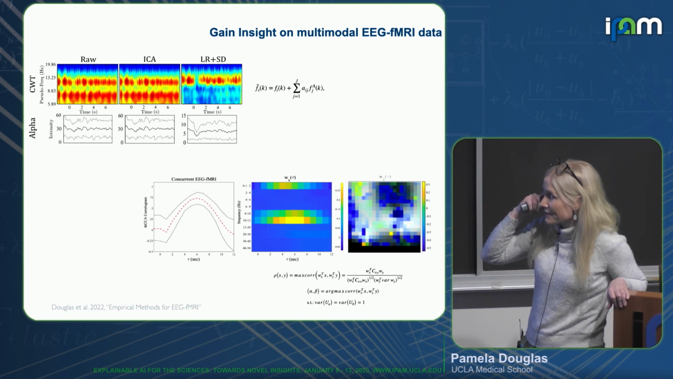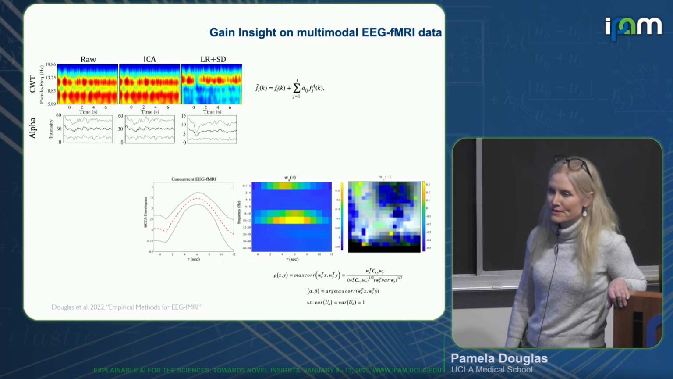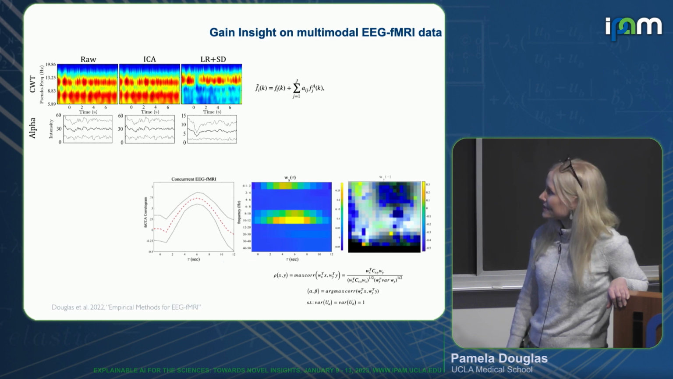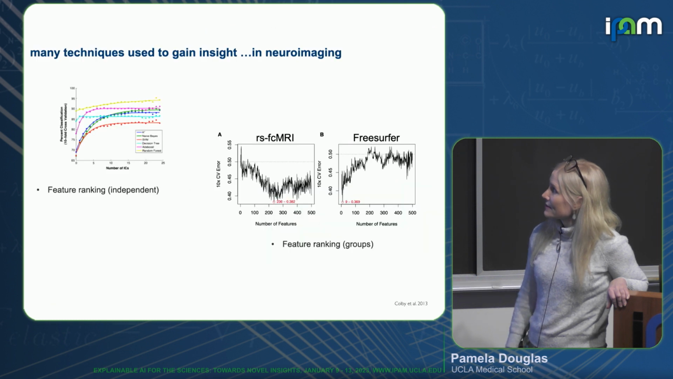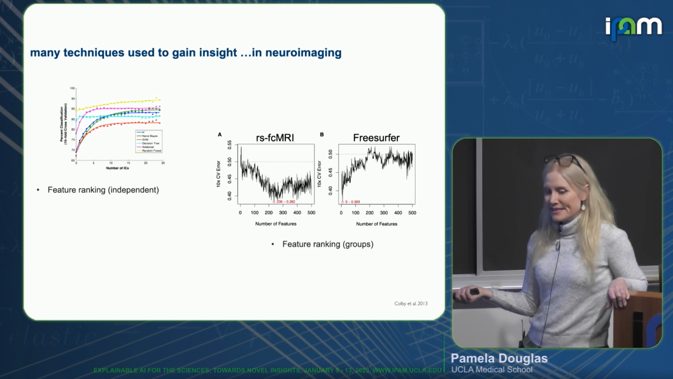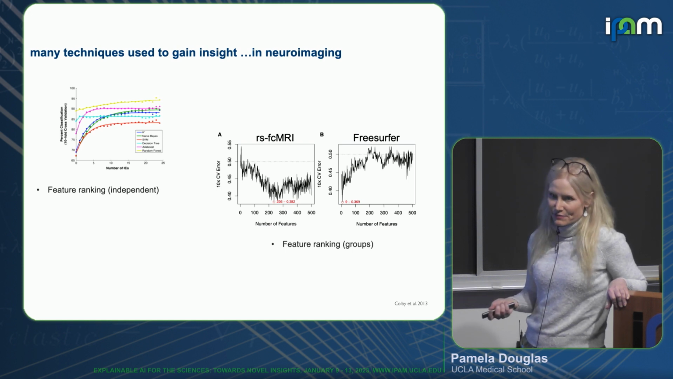And so it is kind of amazing how well low-rank sparse decomposition works. In case anyone else is doing simultaneous EEG fMRI, it really works amazingly well compared to, say, Infomax or one of the vanilla ICA techniques. So lots and lots of different techniques have been used to try and gain insight from these models.